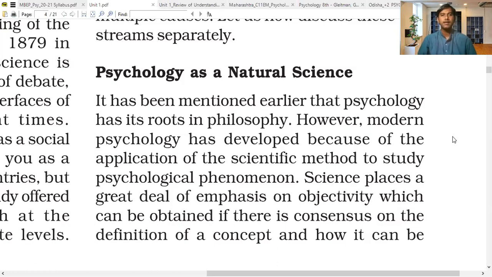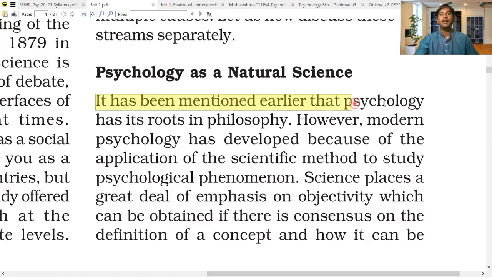As I said earlier, I am making this with reference to the textbook, because when you study the textbook, you will be able to understand it line by line and it will be easy to remember. That is the reason I'm using the material prescribed by the board, and we will see it line by line. So, psychology as a natural science. This is the topic.